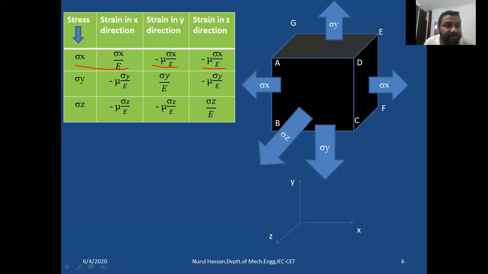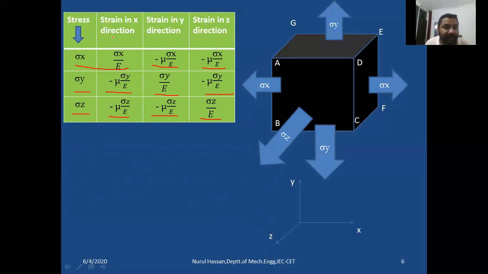Similarly, because of the stress sigma y, linear strain in y direction, it is sigma y by E. And in the other two directions, there will be lateral strain, minus mu sigma y by E. Similarly, z direction, sigma z. For the sigma z, in z direction, there will be linear strain sigma z by E. And in other two dimensions, there will be lateral strain, that is minus mu sigma z by E.